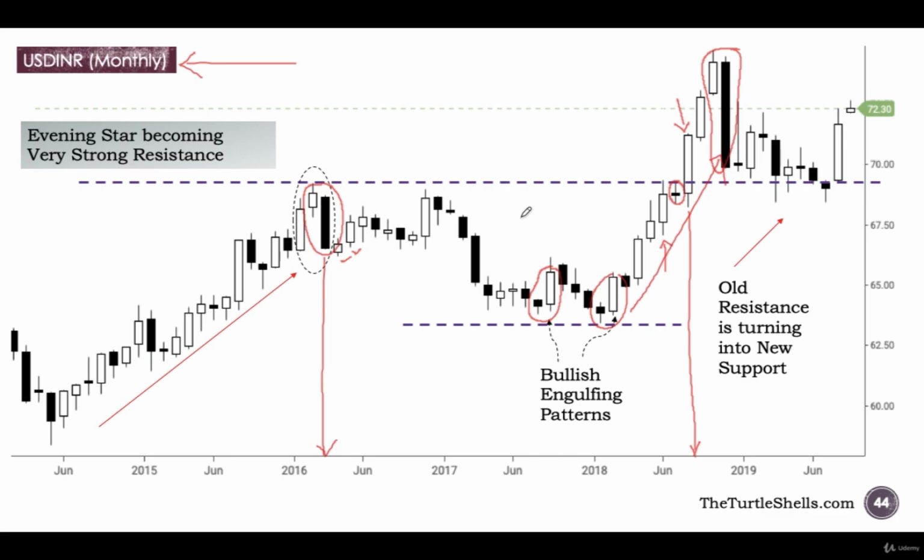Okay? So the evening star pattern becomes very strong resistance. However, this is a standalone evening star. So it's a high risk, low probability, aggressive trade. Okay?